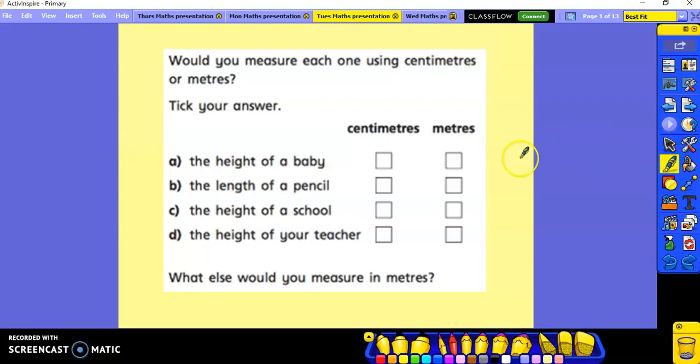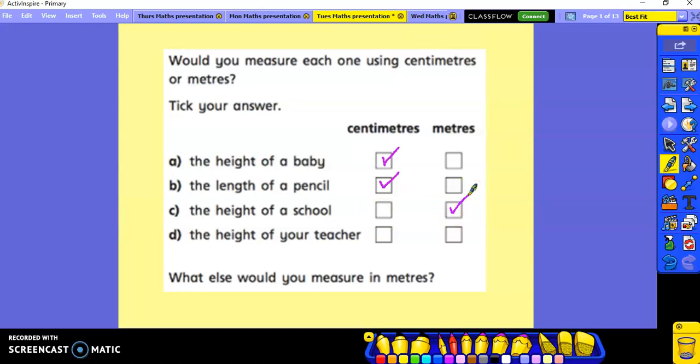Okay, so if we were thinking about the height of a baby, I would probably measure it in centimetres because they're less than 100 centimetres long. B, the length of a pencil. Again, pencils are not particularly big, so I would measure it in centimetres. Now, the height of a school, I would definitely measure in metres.